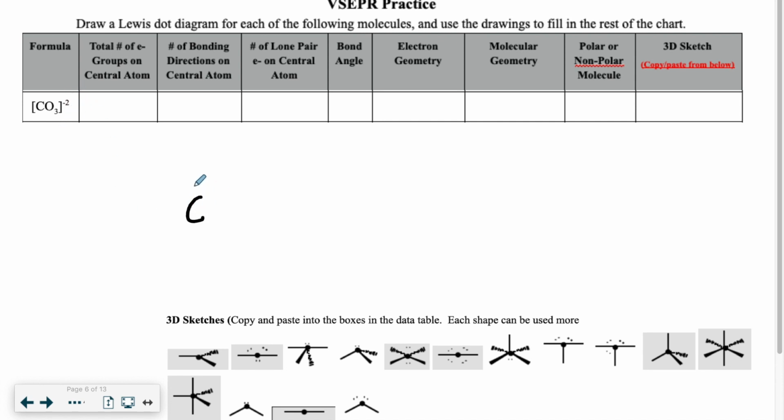So I'm going to start with my carbon. I'll use X's just to make things a little bit easier for this one. I have an oxygen on the top. It's going to link once. I'll put an oxygen on the bottom. It's also going to link once. And an oxygen on the side.